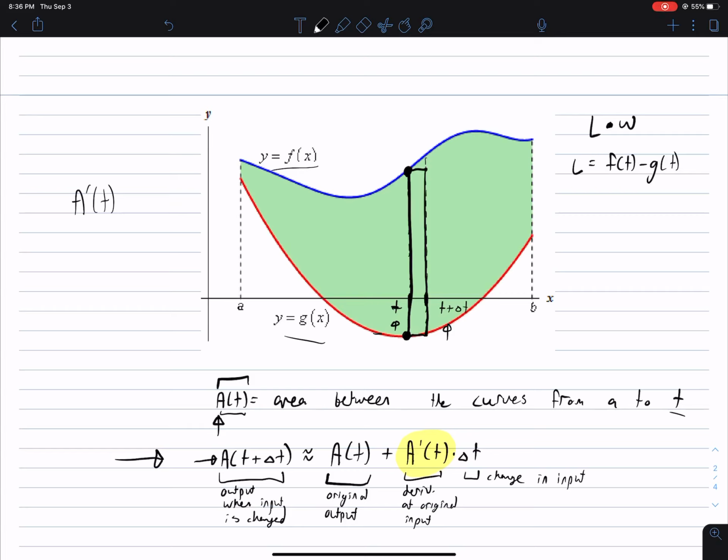And then the width is delta t, right? Because we're moving over from t to t plus delta t, so that in between is delta t. So to find the area of this rectangle, you just multiply the two. F of t minus g of t times delta t is approximately your change in output.